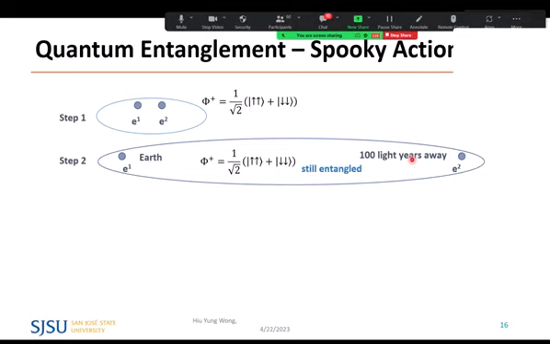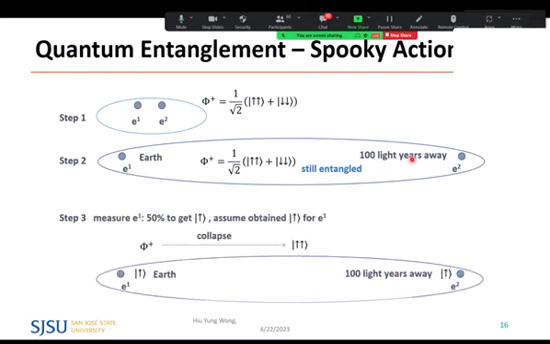Unless they got disrupted by some external environment, you can imagine they are still entangled, right? Now, what happens if I do a measurement on the electron on Earth? Based on this combination, you see that it will collapse to either spin up or spin down. That's what we just said earlier, right? Any superposition state will collapse to the basic state.